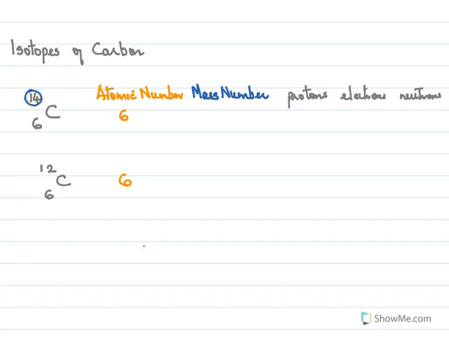Now for mass, 14 here and 12 here. The number of protons is equal to the atomic number, so this would be 6 and 6. The electrons are equal to protons. So if protons are 6, electrons are 6. Protons 6, electrons 6. Now to find neutrons, we know mass is protons plus neutrons.